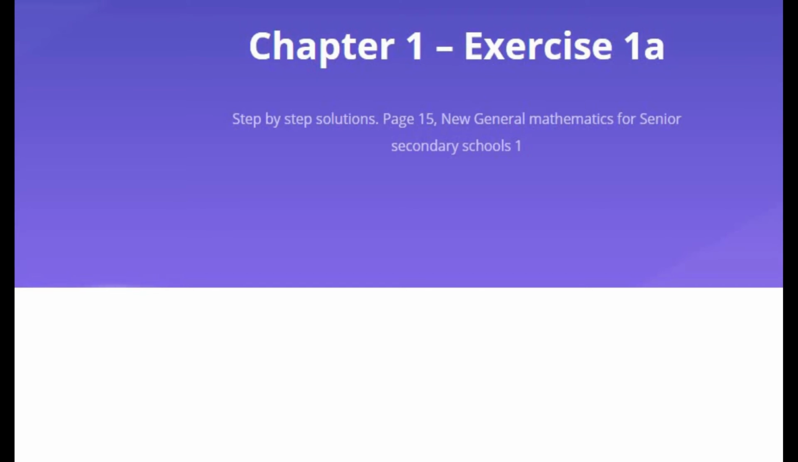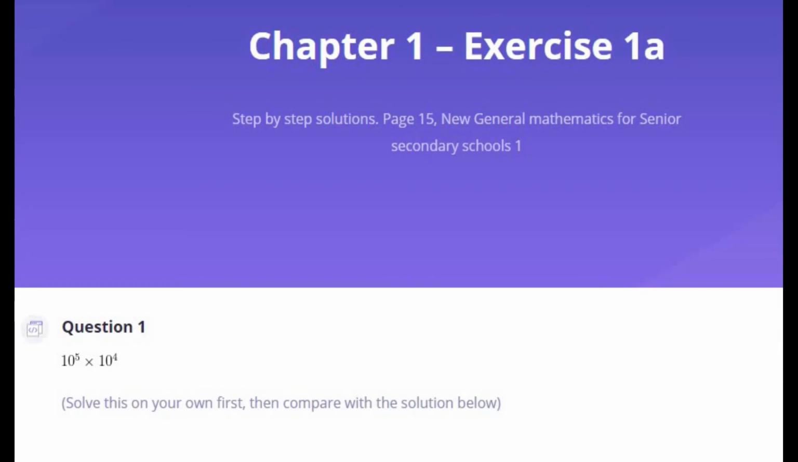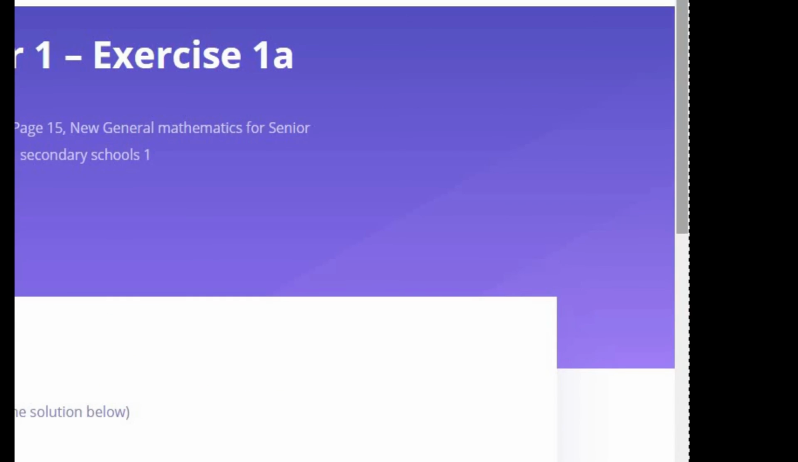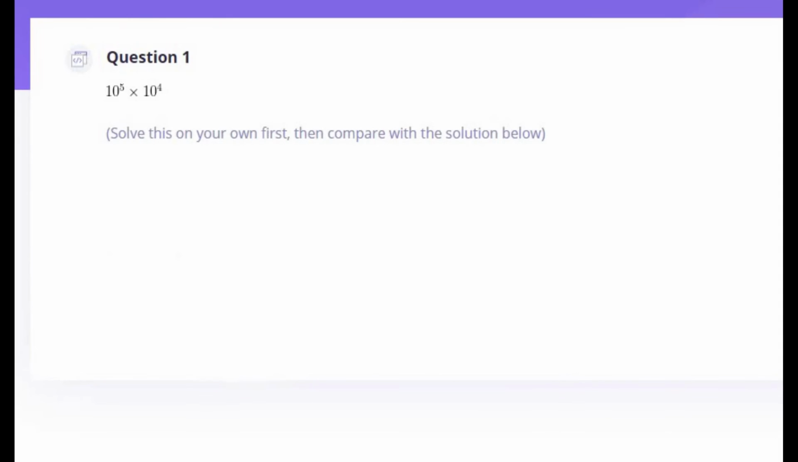So in this video, we're going to be solving the first question under exercise 1A of chapter 1 of the New General Mathematics for Senior Secondary School, Book 1. And the question is a very simple one. It says 10 raised to the power 5 times 10 raised to the power 4. With this example, we'll be able to establish some of the basic principles in solving such problems. So we say you should solve this on your own first, then compare with the solutions we'll provide for you below. So it's very important you solve this on your own.